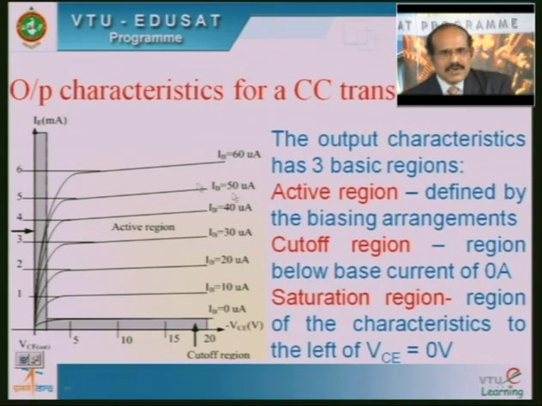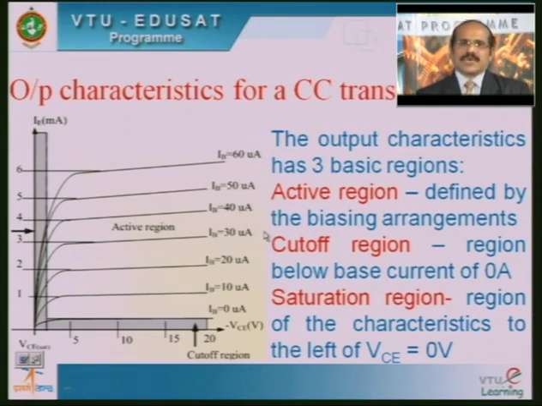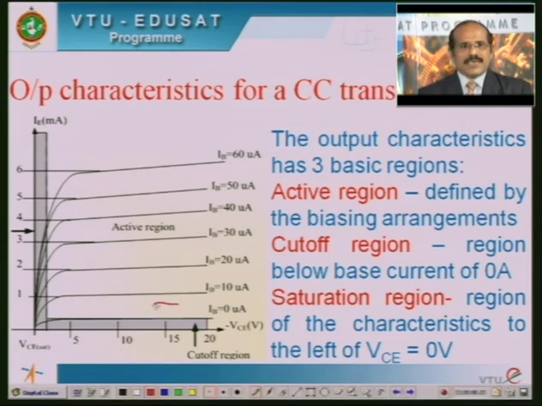The output characteristics of the common collector configuration of the BJT consists, once again, of three regions: the active region, the cutoff region, and the saturation region. The cutoff region is defined by this shaded region, the region below IB equal to 0 microampere. That region is called the cutoff region.